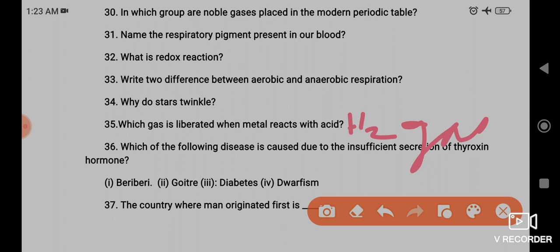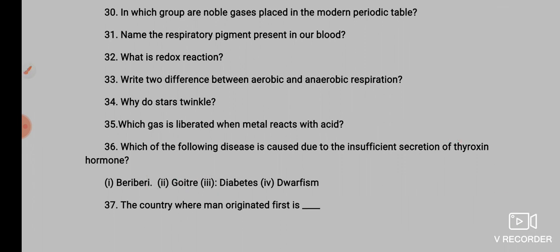Here, if thyroxine hormone secretion is lacking in our body, we will have the goiter problem. One more question was there above, that the deficiency of iodine causes goiter, and also if our body is producing an insufficient amount of thyroxine hormone, it also causes the disease called goiter, GOITRE. You can see the spelling here.